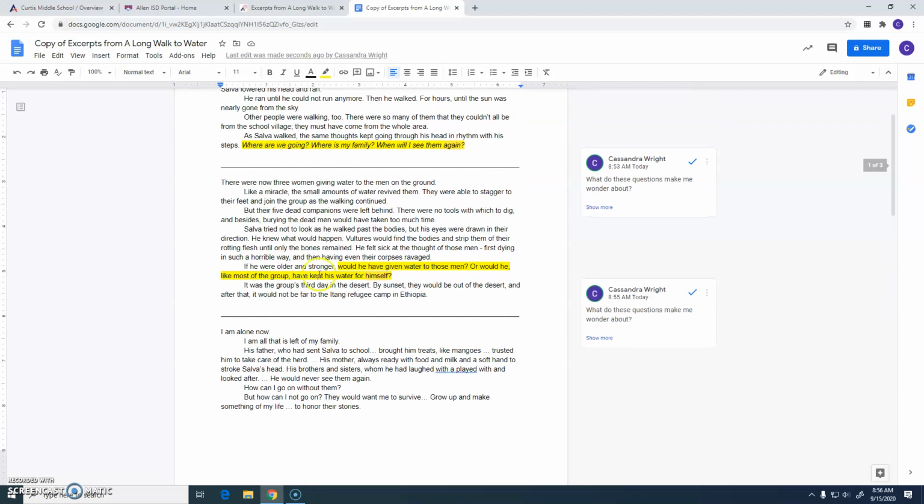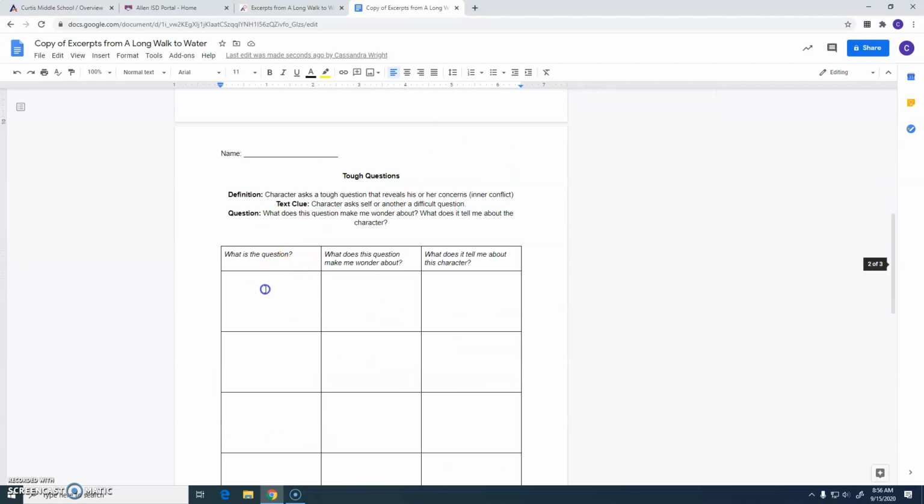So the first question we see is, where are we going? So I would write that there. Where are we going? And you're literally going to write the question. What does it make me wonder about? This makes me wonder about, and then you would fill that in. What does it tell me about the character? This question tells me that the character what? Then you'd fill that in.